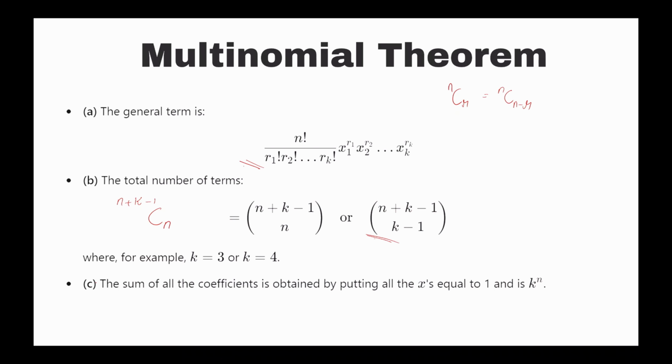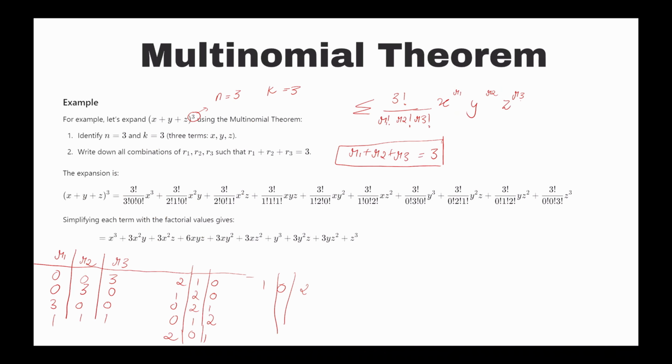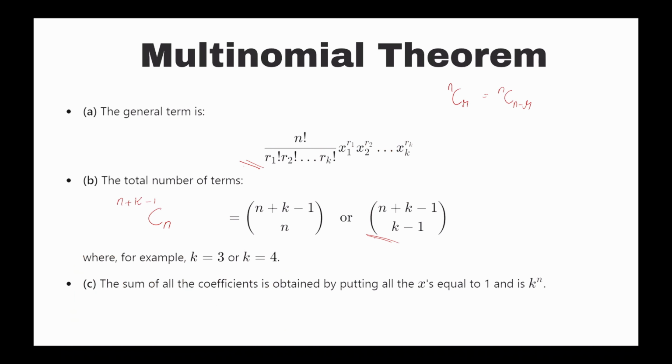Another important property is that the sum of all coefficients is obtained by putting all x's equal to 1, which gives k to the power n. Let's say in this equation I put x, y, z as 1. All these variable values would be gone, and I would be finding the sum of my multinomial coefficients. I do not need to calculate it; I can directly write it as k to the power n. So keep this formula in mind as well. The sum of all my multinomial coefficients comes out to be k to the power n.